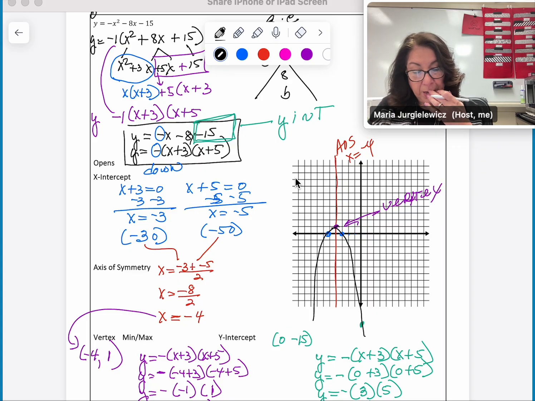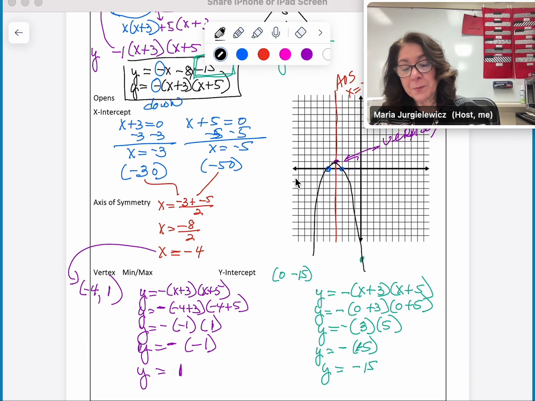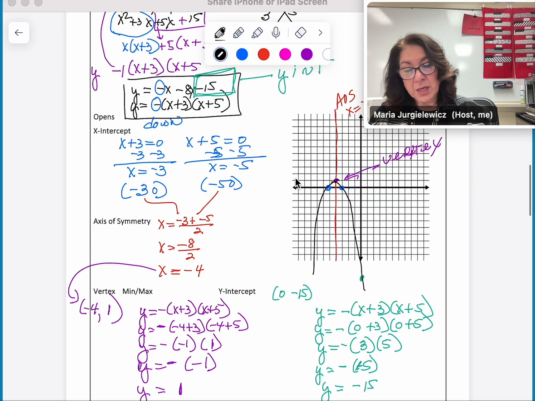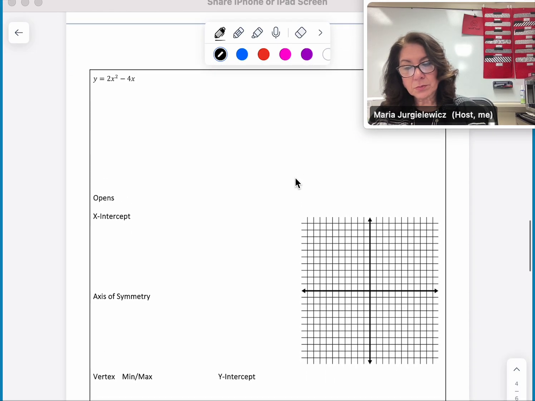Okay? Now, what I've forgotten to mention, because I'm kind of in a hurry, I want to get the notes done as quickly as possible for you, is minimum and maximum. So let's go back and revisit that for this problem. If that is my vertex, is that vertex a minimum or maximum? Is it the highest point or is it the lowest point? It's the highest point, so it's a maximum.